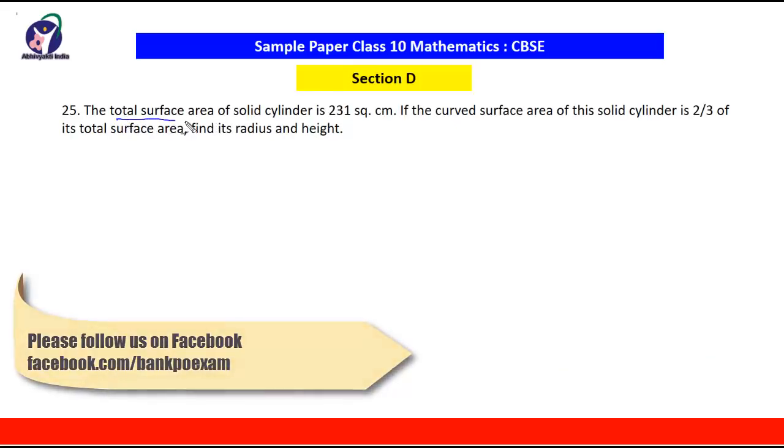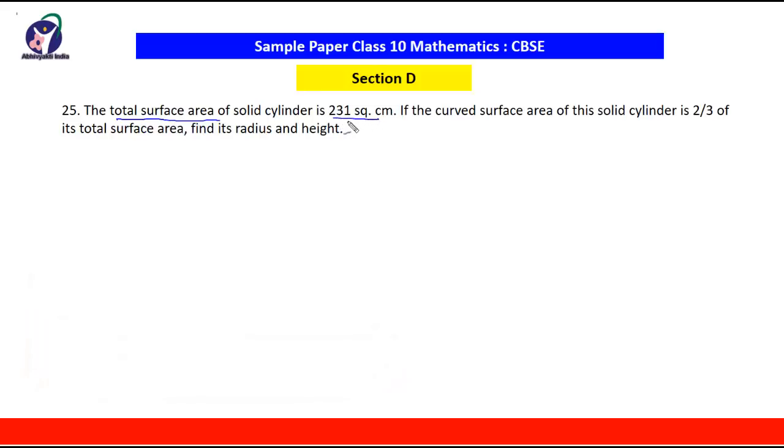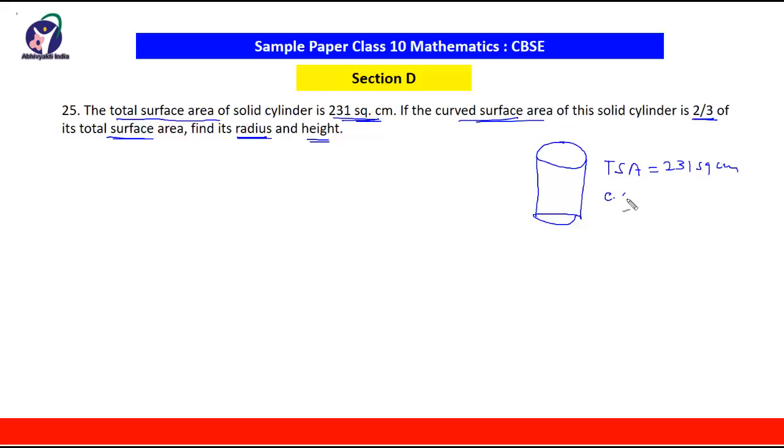Friends, here is the next question. The total surface area of a solid cylinder is 231 square centimeter. If the curved surface area of this solid cylinder is 2/3 of the total surface area, then find its radius and height. In a solid cylinder, it is given that the total surface area is 231 square centimeter.